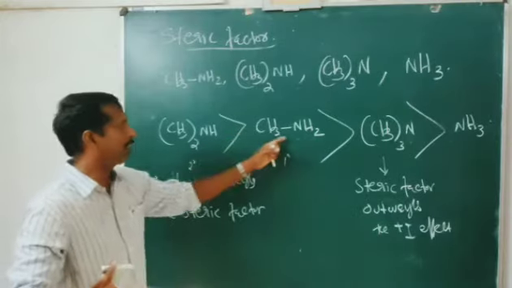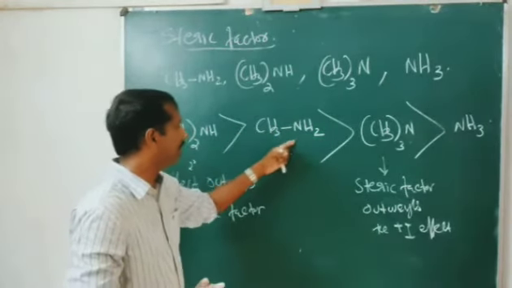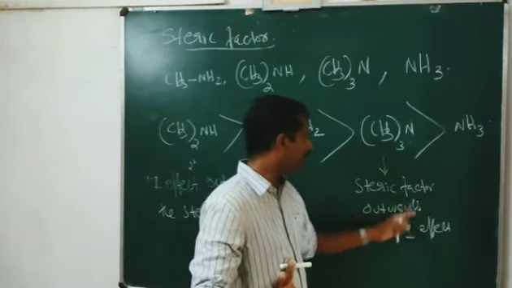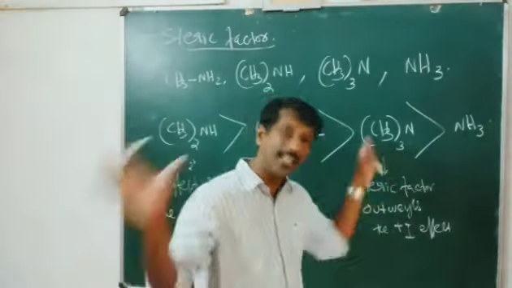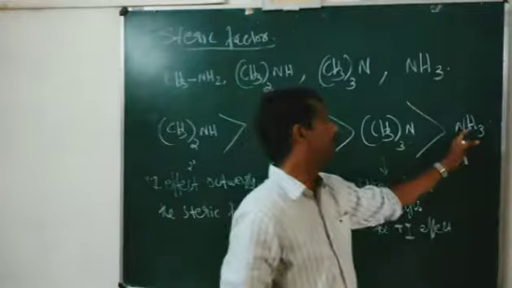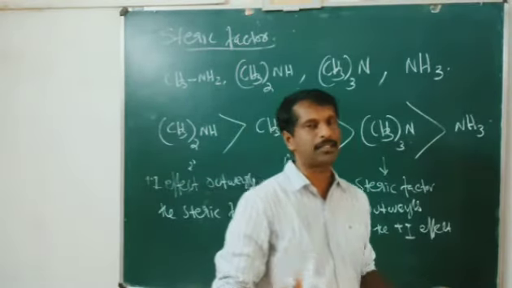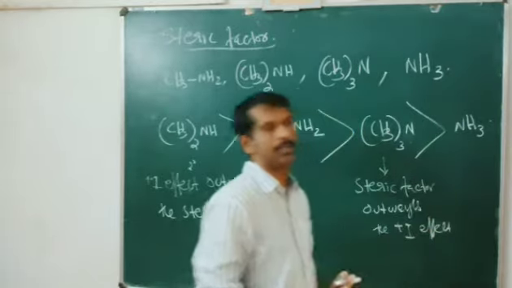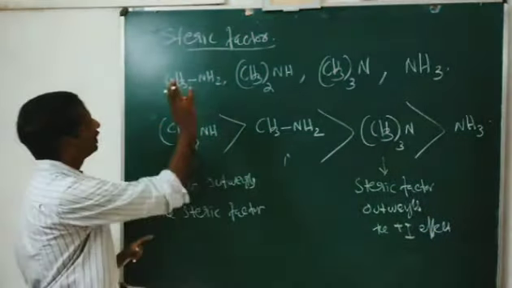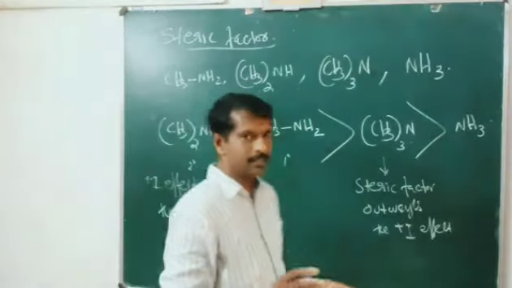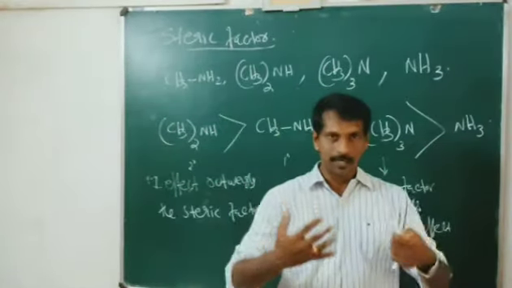And then you can see that here it is primary. Here also there is no steric factor. But here you can see that the tertiary will come in the third position due to the high steric factor. And of course, ammonia, NH3, has no alkyl group, so no plus I effect. So the least basic is ammonia. So this is the steric factor. When you compare different factors, the order is different.